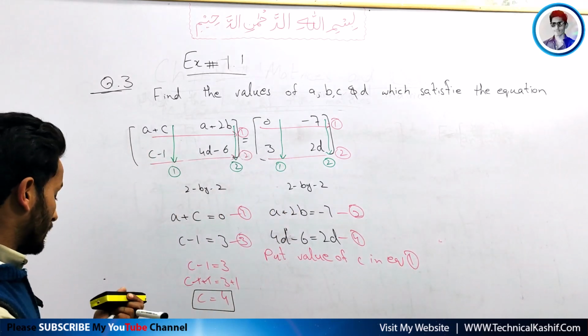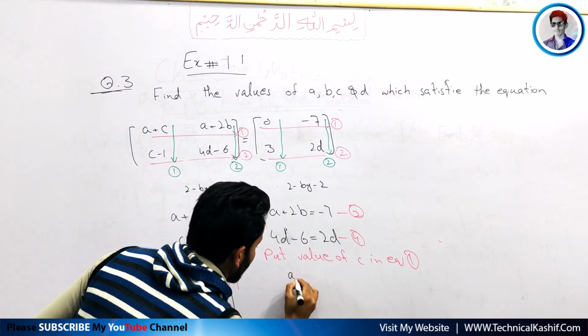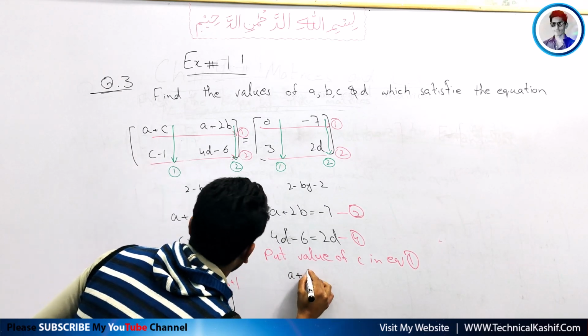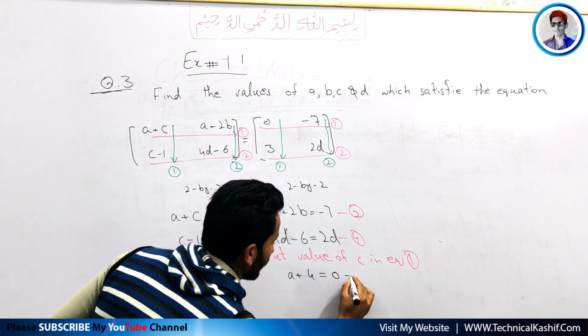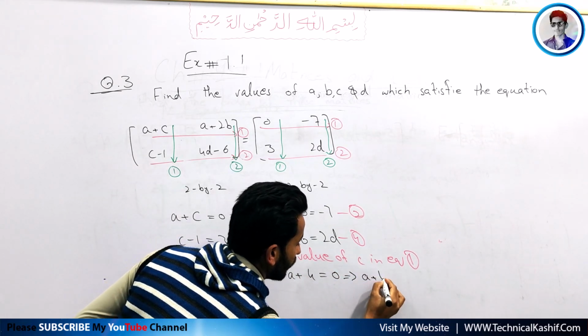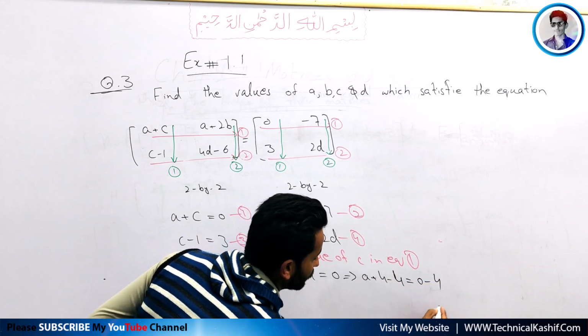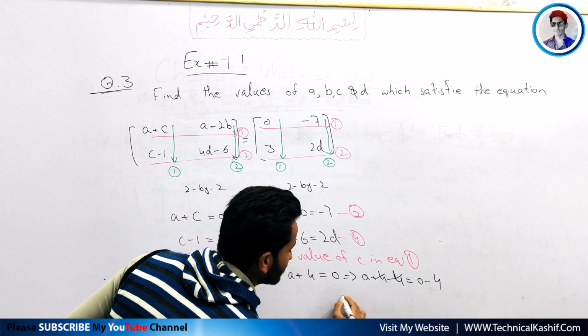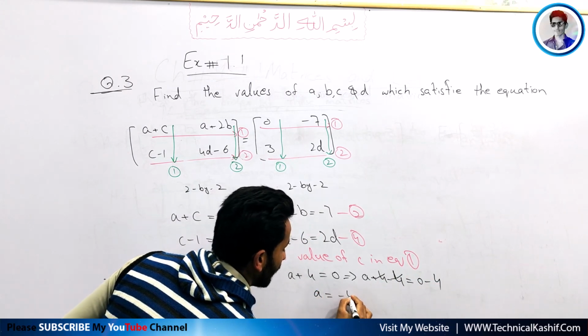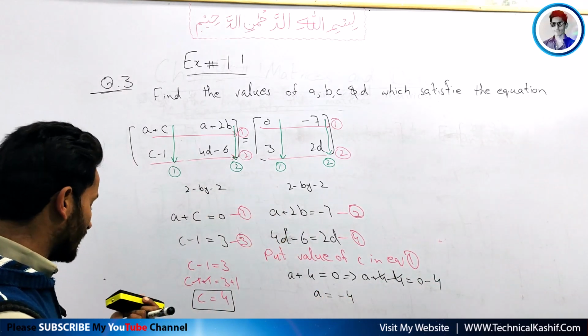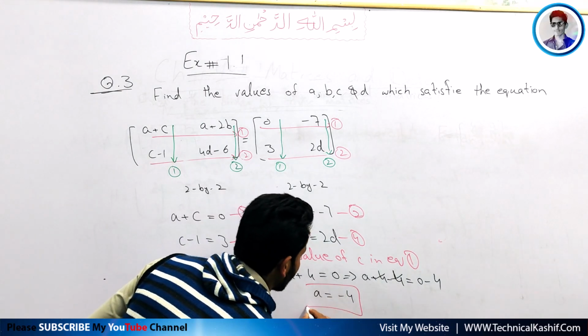First equation, a plus the value of c, which is 4, is equal to 0. So a plus 4 is equal to 0. Subtracting 4 on both sides, 0 minus 4. Minus 4 plus 4 cancel out, a is equal to minus 4. So this is the second value.